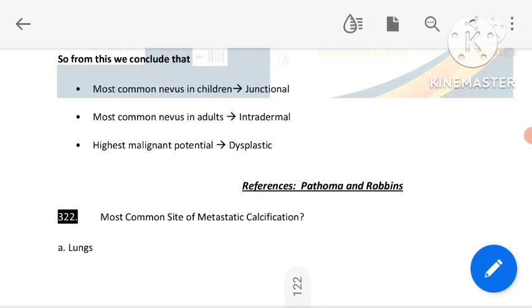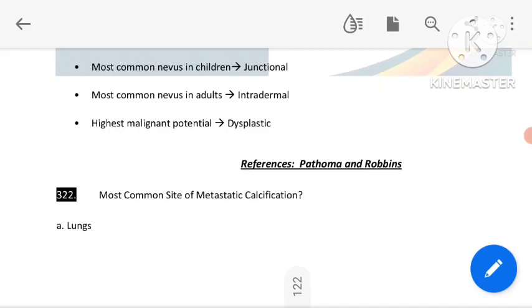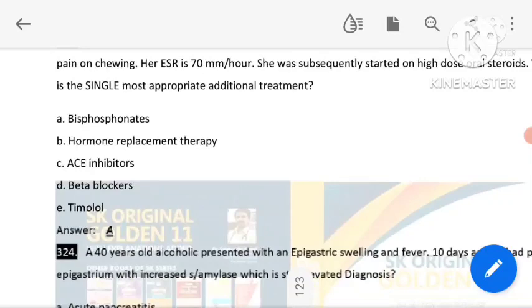So point number 322, most common site of metastatic calcification is, again it is a controversial MCQ, some say lung and some say kidney, so choice is yours.